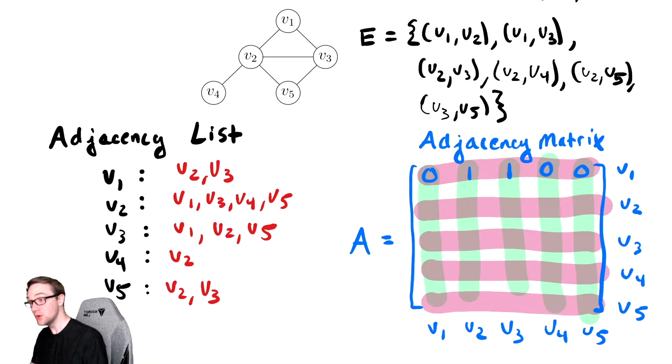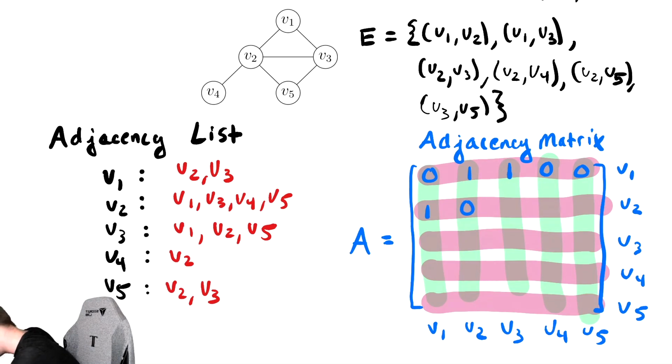Then we look at V2. V2 is touching every other vertex. So there's going to be a 1 in the V1, there's going to be a 0 in the V2, and then a 1 in every other location. V3 is touching 1, 2, and 5. So in 1, 2, and 5, there's 1s, and then everywhere else there is 0s. And then V4 is touching only V2. So V4, V2 has an entry, and that's it. And then there's 0s otherwise. V5 has 2 vertices that are adjacent. There is V2 and V3, and otherwise no connections.